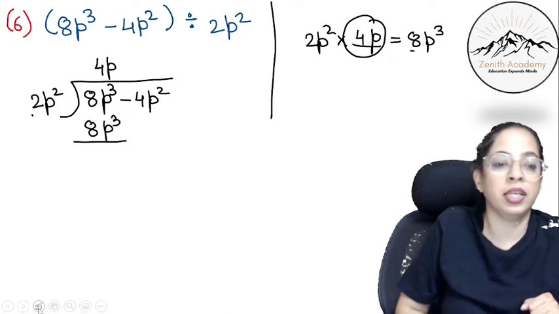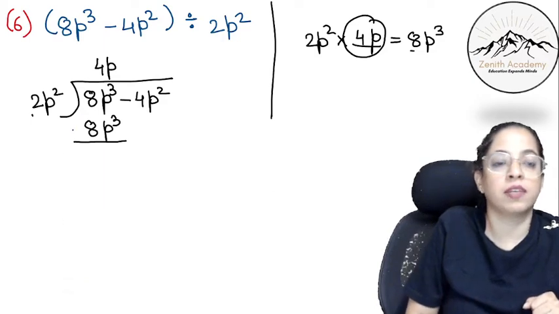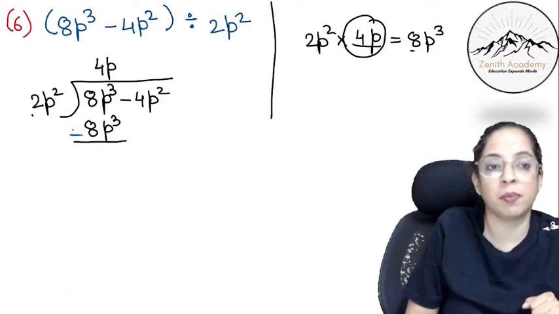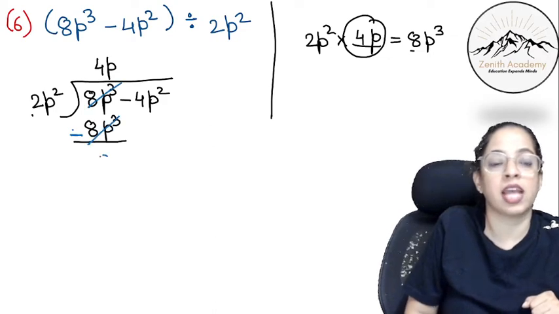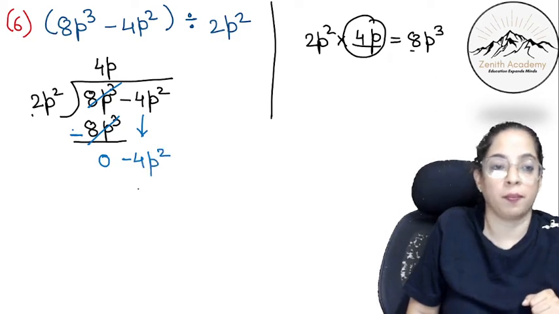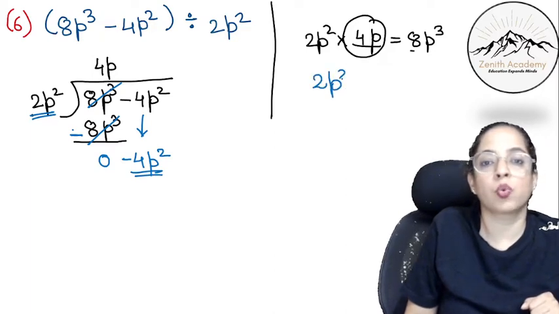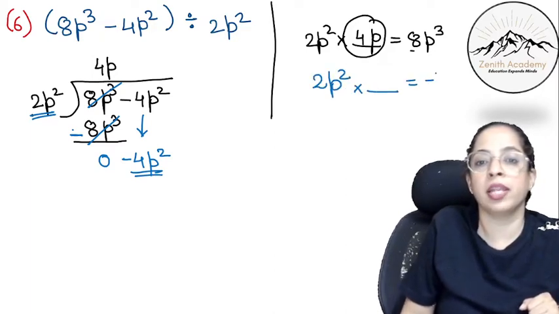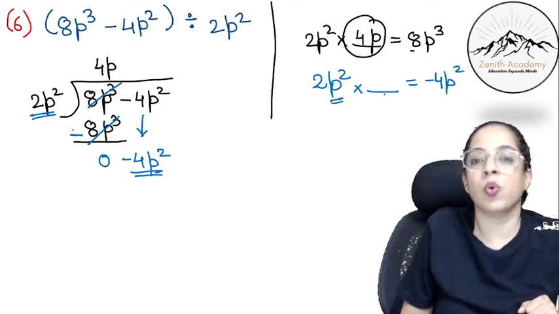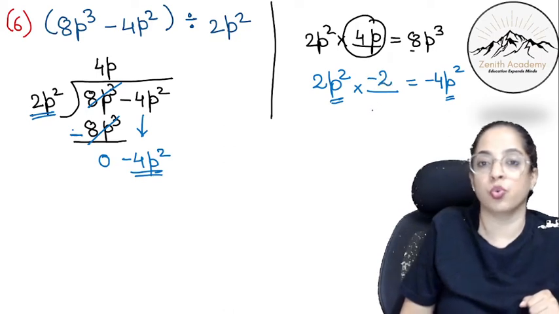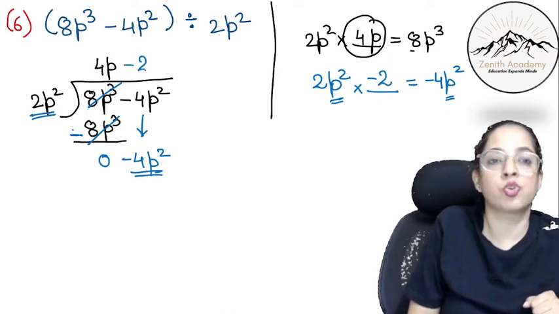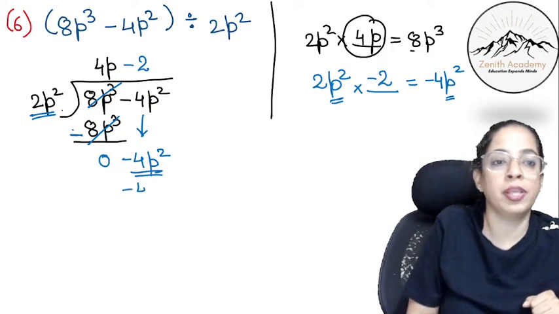Since we are subtracting, we will change the sign. So here it will be minus now. Earlier it was plus, now it will be minus. So positive and negative gets cancelled. You get a 0 and down you get minus 4p square. Now again check this 2p square and minus 4p square. In 2p square, what you should multiply to get a minus 4p square? See, p square and p square are there. There is a 2. So you will have to multiply with minus 2. Correct? So you write minus 2 here. It becomes 2p square into minus 2 becomes minus 4p square.